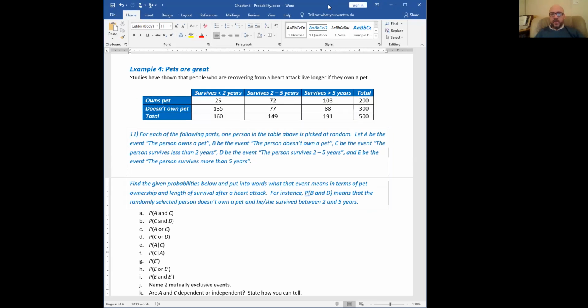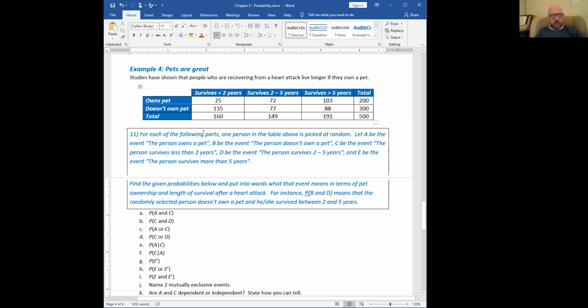There's a lot of theories about why that is, but it does appear to be true. So I totally made up this data. This isn't a real study, but it does broadly mirror actual real studies. So what I've got here is the survival time, less than 2 years, 2 to 5 years, or 5 or more than 5 years after a heart attack, and whether the person owns a pet or doesn't own a pet.